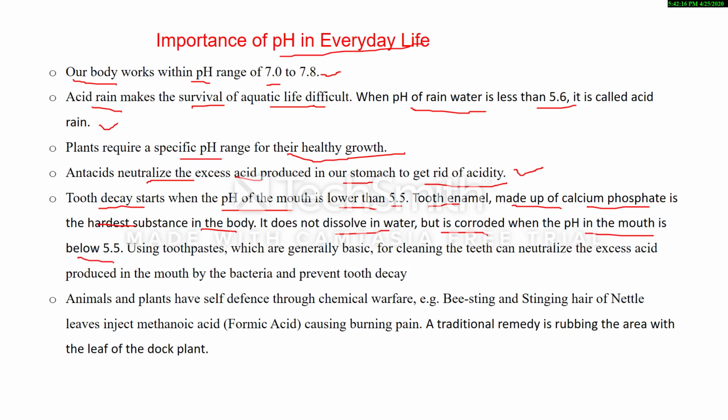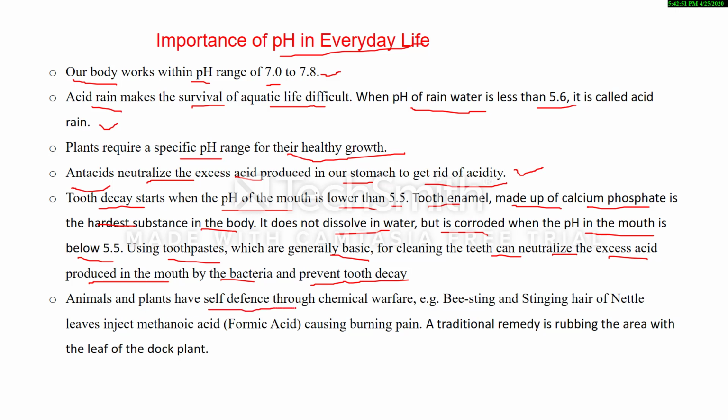Clear? Now, how does this pH become low in the body? Actually, when any food items remain in our mouth, then due to bacterial reaction, acid is regenerated, and if pH goes below 5.5, it results in tooth decay. That's why we use toothpaste, which is generally basic, for cleaning the teeth, because it can neutralize the excess acid produced in the mouth by the bacteria and prevent tooth decay.